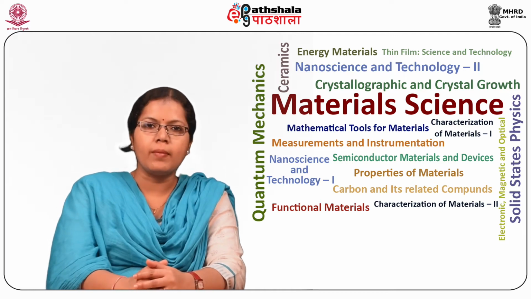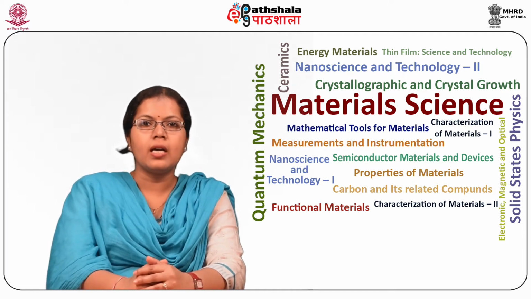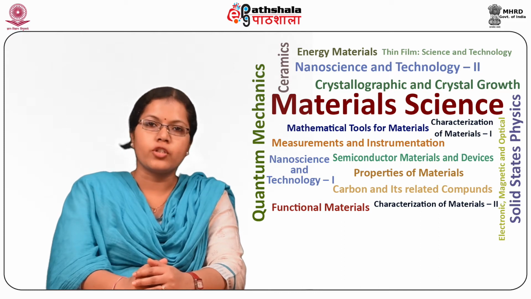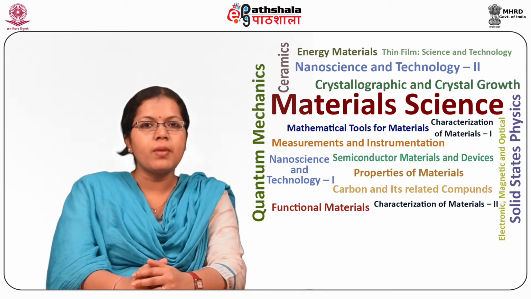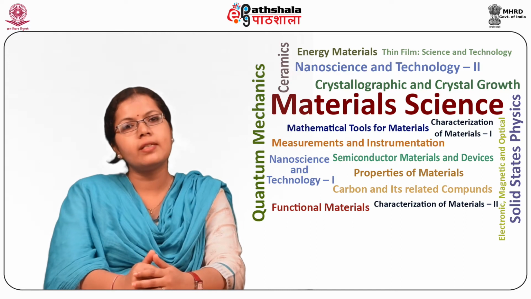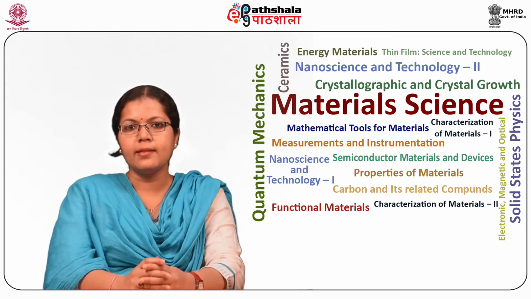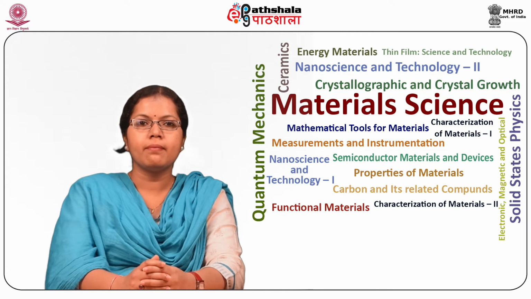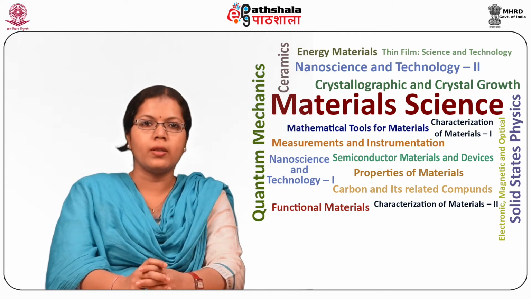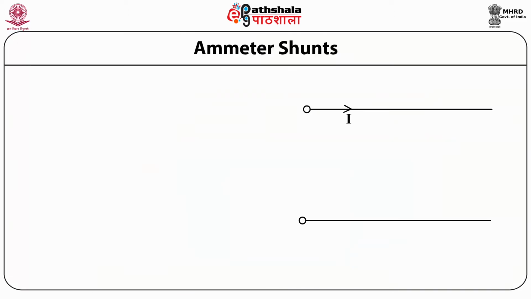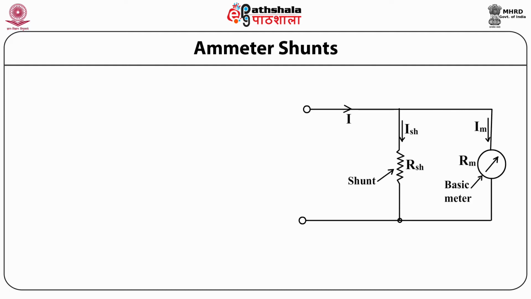The essential requirements of measuring instruments are that its introduction into the circuit where measurements are to be made does not alter the circuit conditions. Second, the power consumed by them for their operation should be small. Students, now let us study about the ammeter shunts.